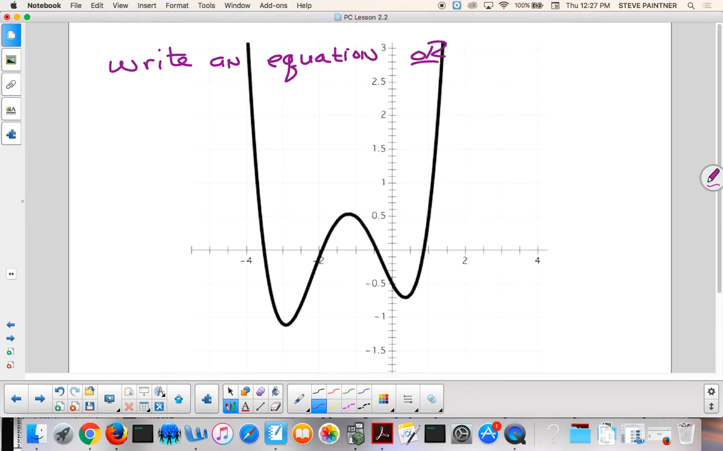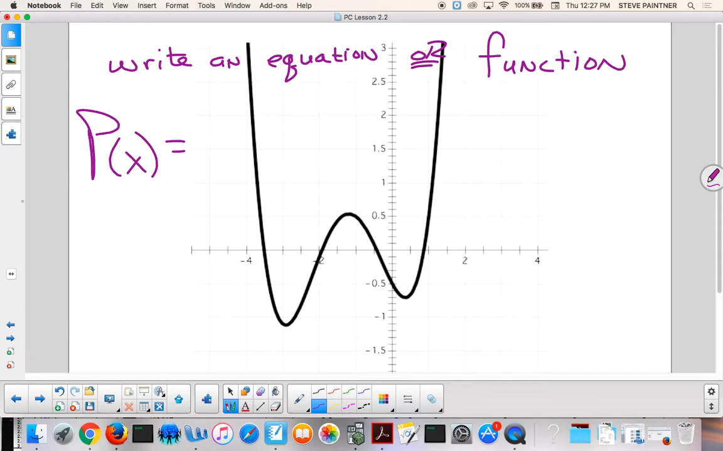Or let's say, not equation, let's say a function, okay. For this polynomial. Okay, here we go. I'm going to call it P of x, P for polynomial, okay? First, look at it and say end behavior. What's it doing on the end?